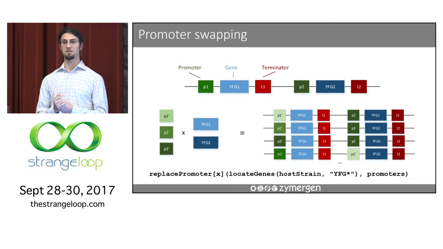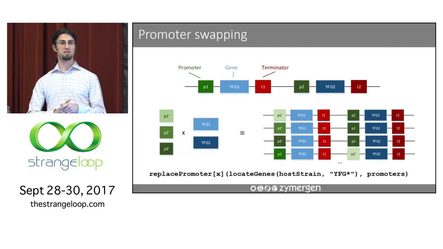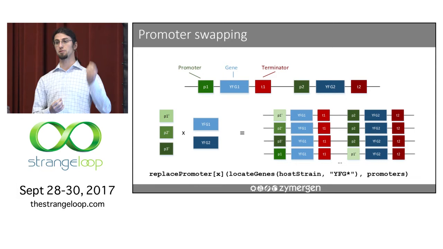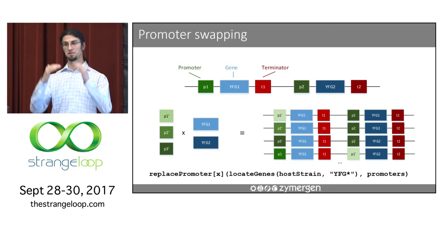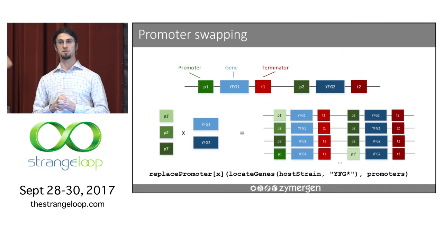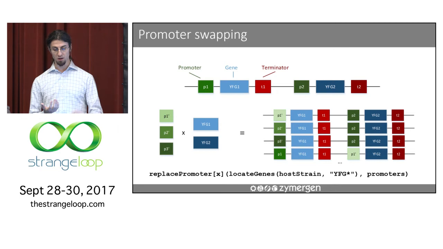The X in brackets next to the words replace promoter means that we should be doing this in a cross-product format. So for each promoter and for each gene, generate an output. There's also a dot product mode where the sets have to be the same size and they evaluate pairwise. So here we can see in our example outputs, 4 of 6 possible outputs are shown, and each of P1 through P3 prime are ahead of YFG1 in the first three versions, where YFG2 is held constant.